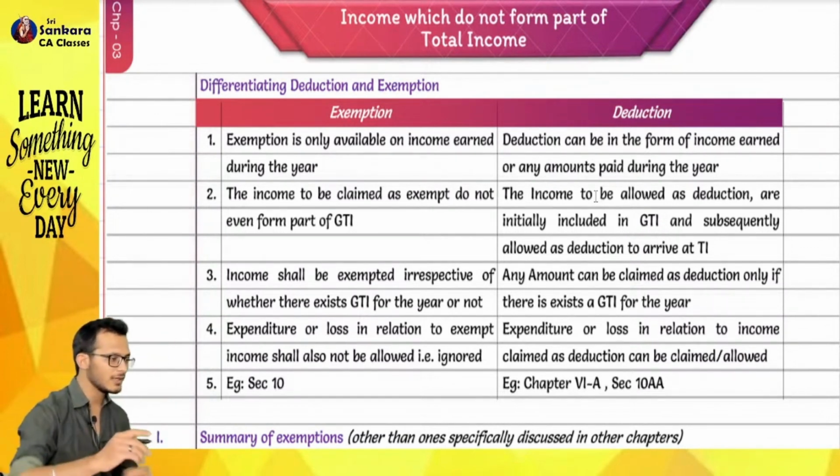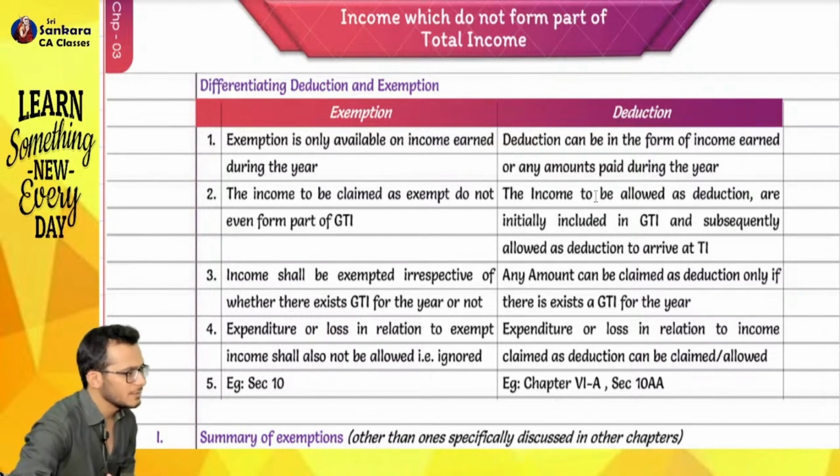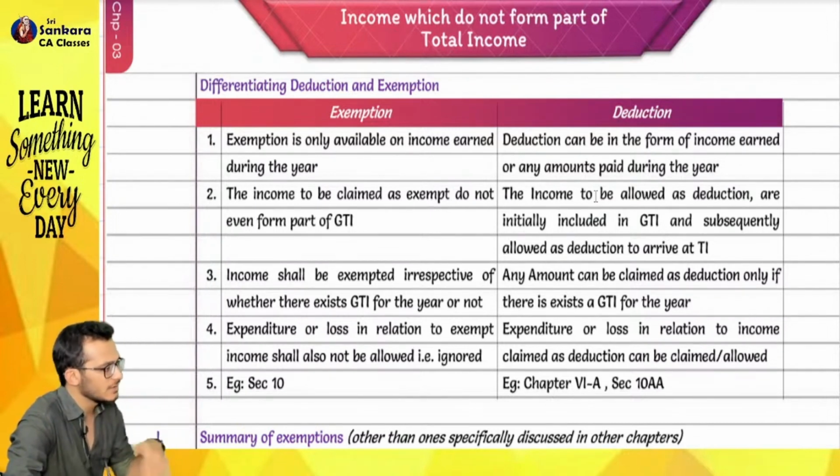Please understand, people, when it comes to deduction, it is something which is allowed. Exempted is something which is directly removed. Something which does not even form part of the sheet itself is called an exemption, and something which forms part and then you claim it is called a deduction. Yes, exemptions are generally only for an income.